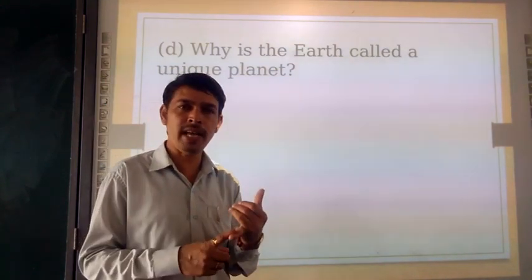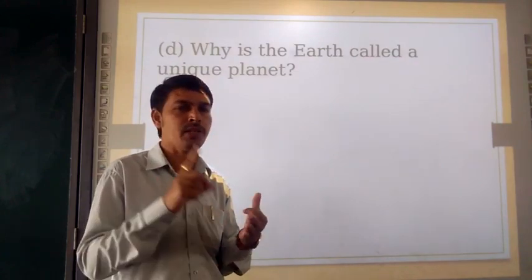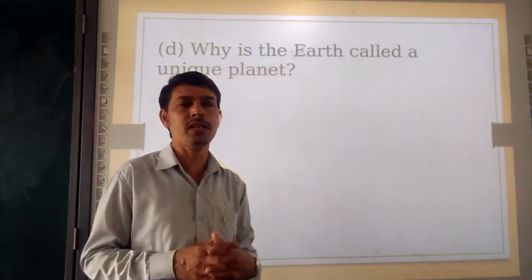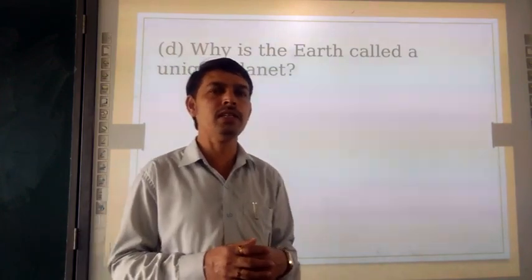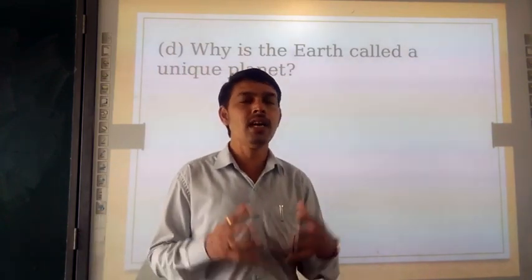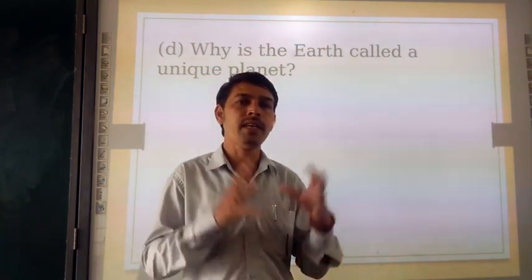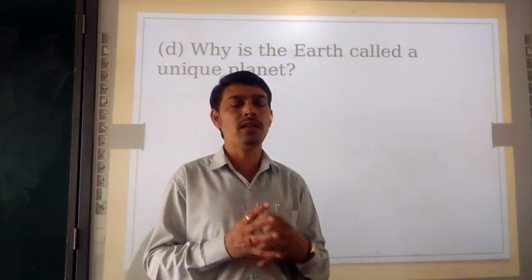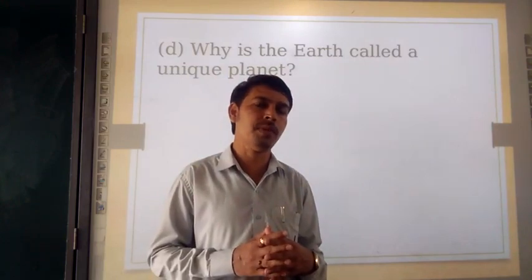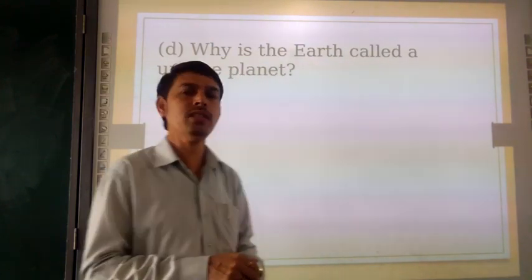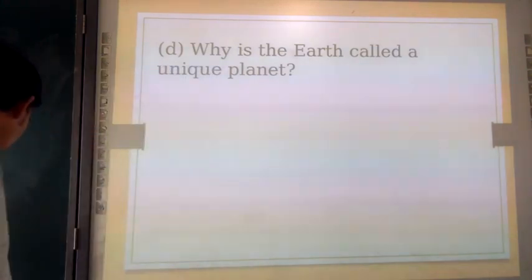We are residing on land, we are using water, and we are using air for our survival. That basic life support system is available on the Earth. That's why Earth is called a unique planet. In addition, it has a blue color when seen from space because 2/3 of the Earth's surface is covered by water. Let's see the answer.